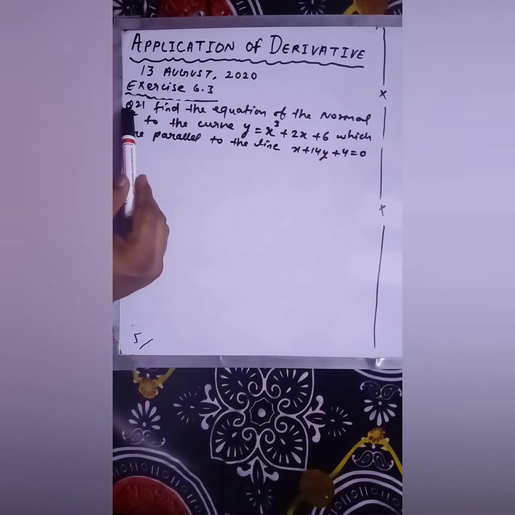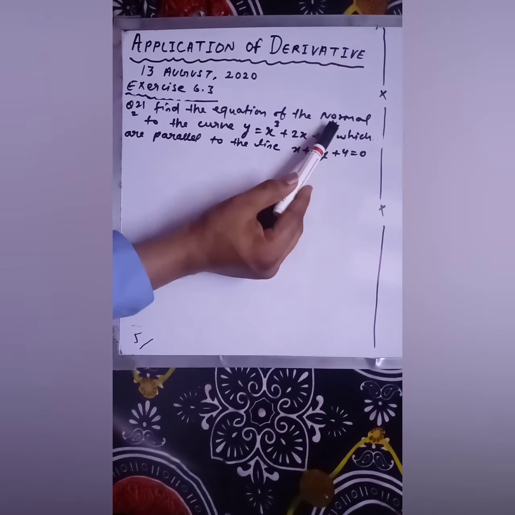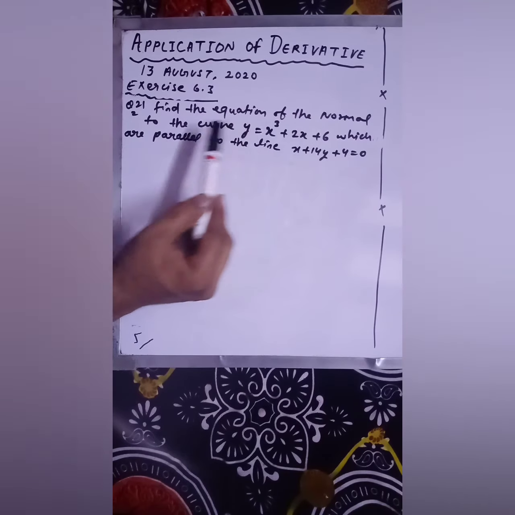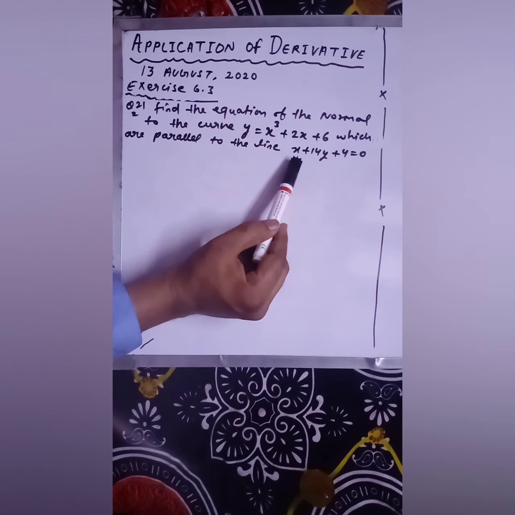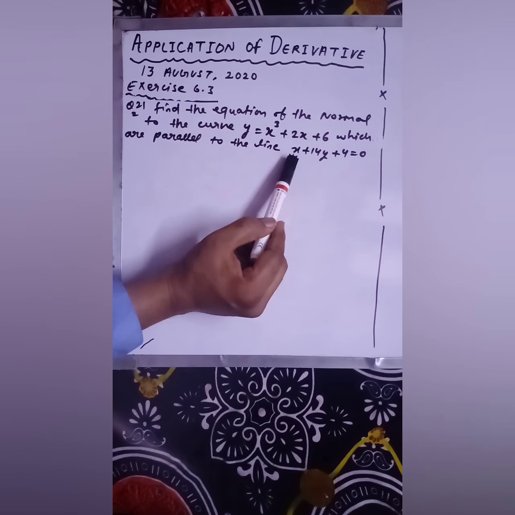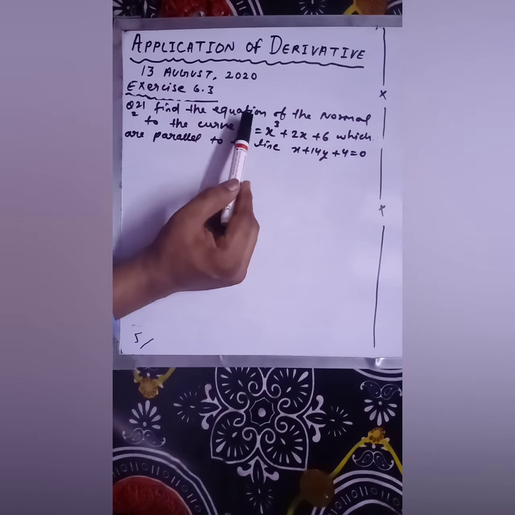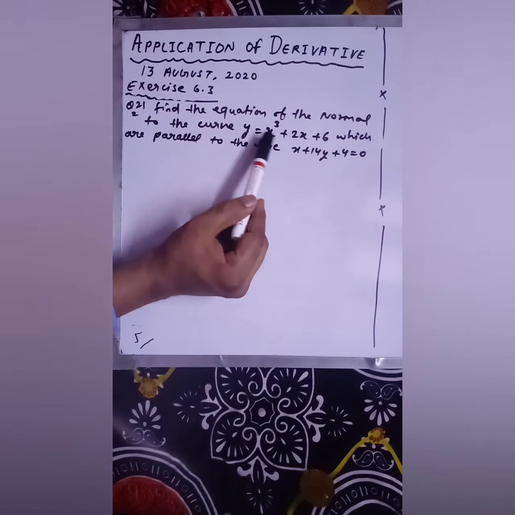Now here I am solving question number 21. Okay, we have to find the equation of the normal to the curve which is parallel to this line. First of all, the one thing you have to remember is to find the slope of the normal. Using this equation you can find it, that is minus 1 upon dy by dx, that is the equation of the slope.